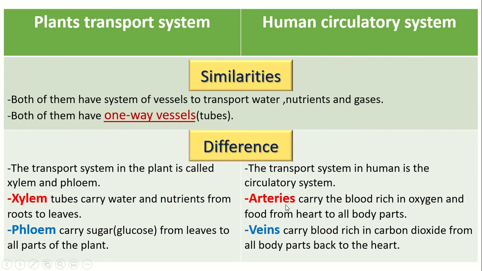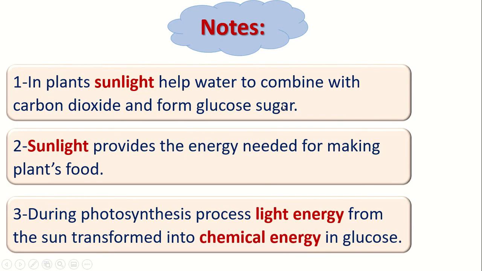The circulatory system consists of the heart and the blood vessels. The blood vessels are arteries and veins. The arteries carry the blood rich in oxygen and food or nutrients from the heart to all the body, and the veins carry blood rich with carbon dioxide gas from all the body to the heart.